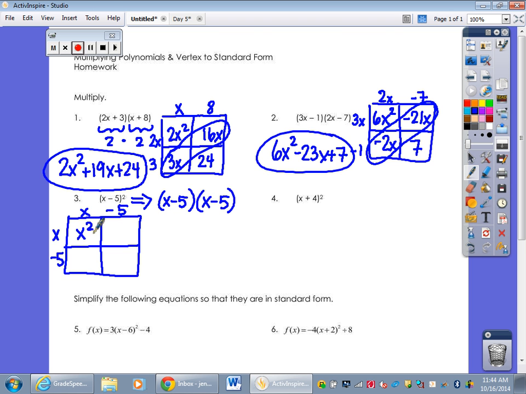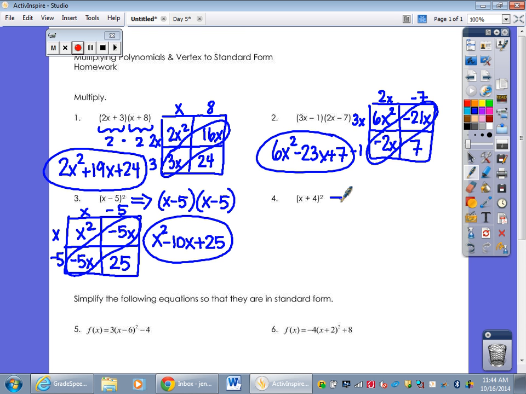x times x is x squared. x times negative 5 is negative 5x. x times negative 5 is negative 5x. And negative 5 times negative 5 is positive 25. When I combine my like terms, I get x squared minus 10x plus 25. Okay, so again, not that hard. All you have to do is realize that when you're squaring something, you're multiplying it by itself.